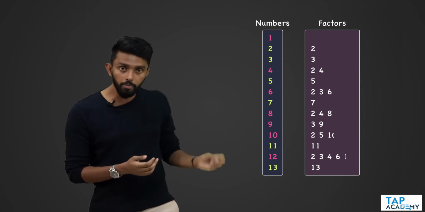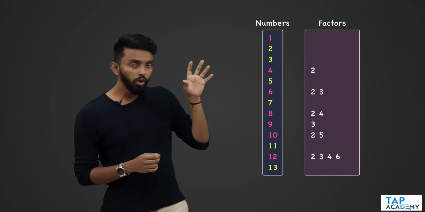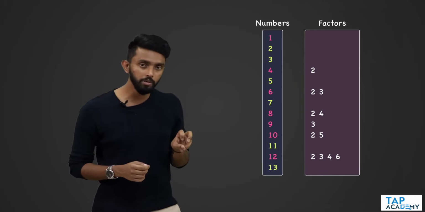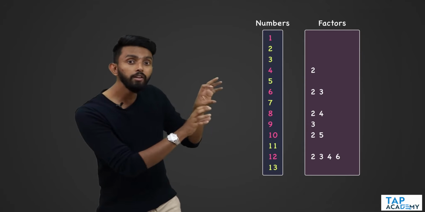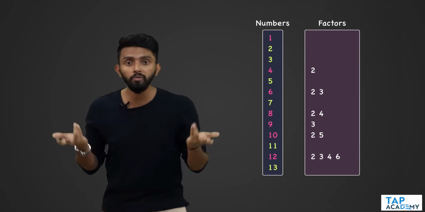If I remove the number itself, something interesting has happened. Look at all the prime numbers. They don't have any factors, empty. They don't have any factors. If you removed 1 and the number itself, no more factors.